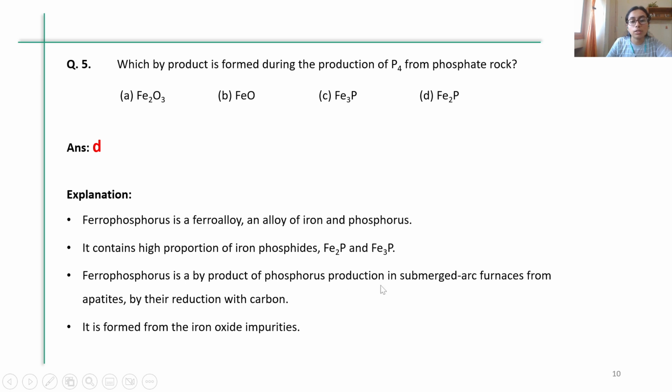During the production of phosphorus compounds from apatite, by the reduction with carbon, some iron source should be there, right? So from iron oxide impurity along with apatite, some iron oxide impurity will be there, and apatite contains phosphate. So during production of phosphorus from apatite, due to presence of iron oxide impurities, some ferrophosphorus compounds will be forming.